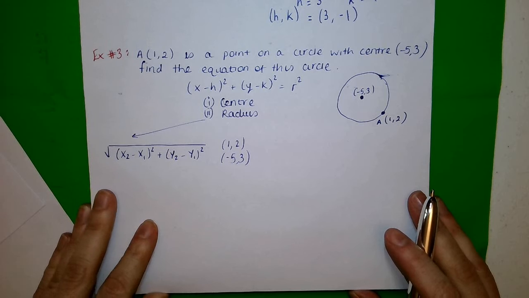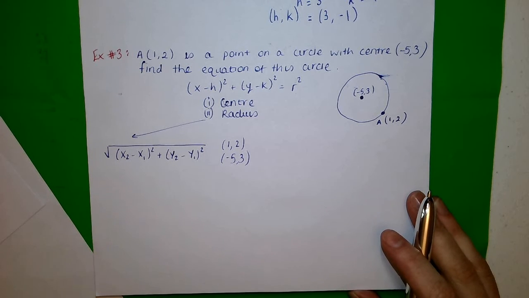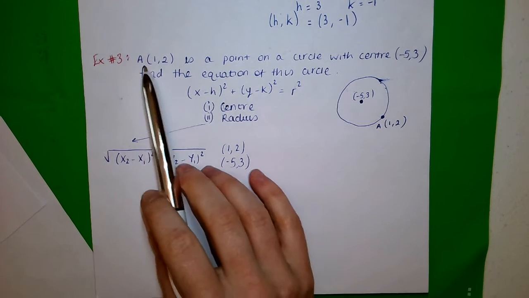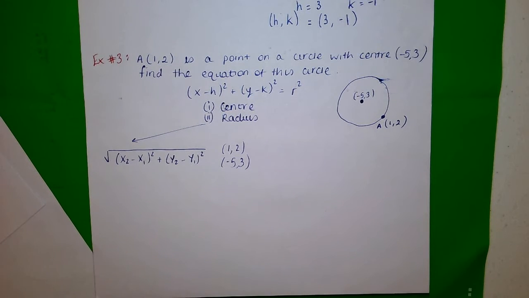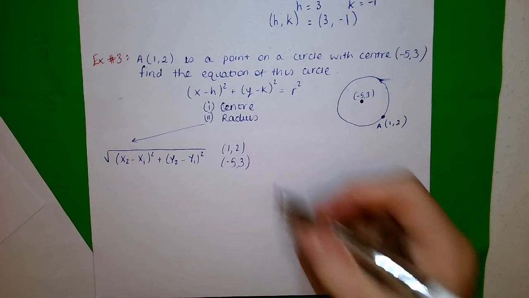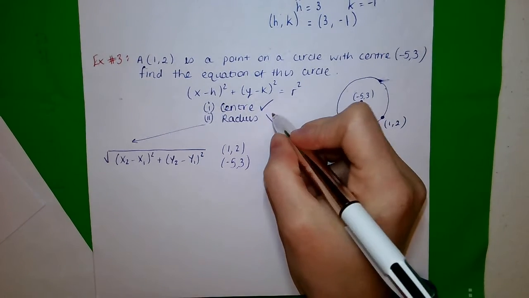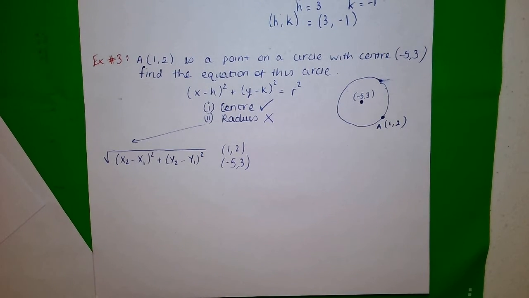The most difficult way they can ask this question is sometimes they don't give you the length of the radius. As we said at the beginning, in order to use this formula they must give you the centre and the length of the radius. But in this question it says A(1, 2) is a point on the circle with centre (−5, 3), and it asks us to find the equation of the circle. At the moment we have the centre, (−5, 3), but we don't have the radius. So how do we go about finding that?